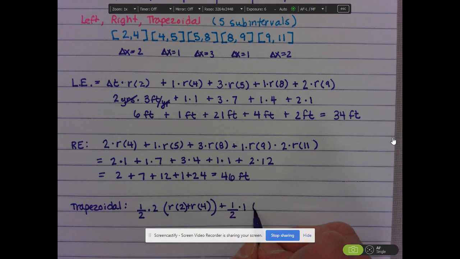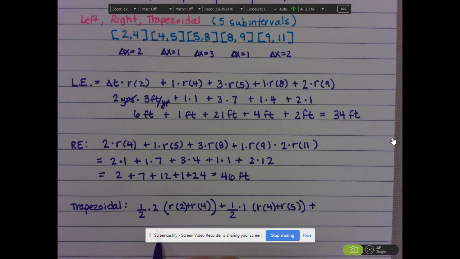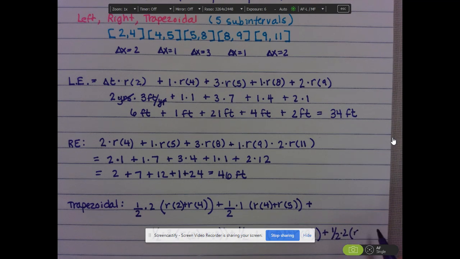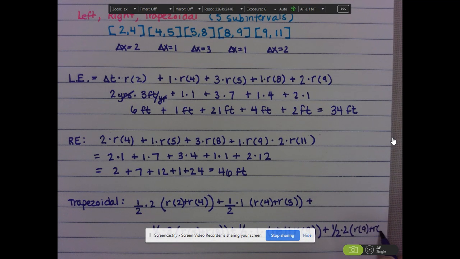1/2 is just a constant. So now this would be r of 4 plus r of 5. Plus, we come down here. Next one would be 1/2 times 3, r of 5 plus r of 8. Plus 1/2 times 1, r of 8 plus r of 9. And finally, 1/2 times 2, r of 9 plus r of 11.